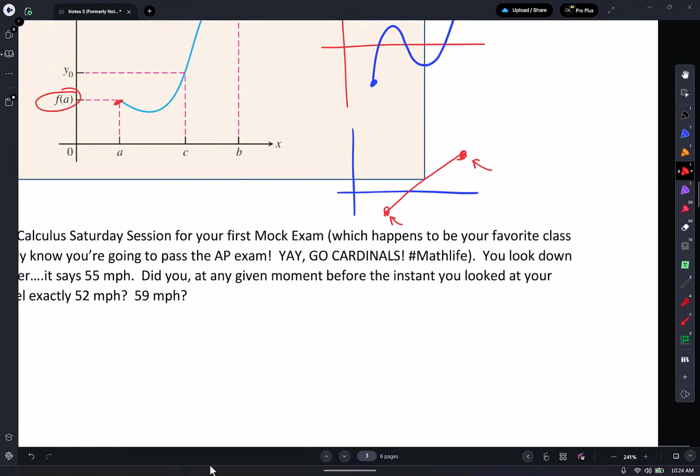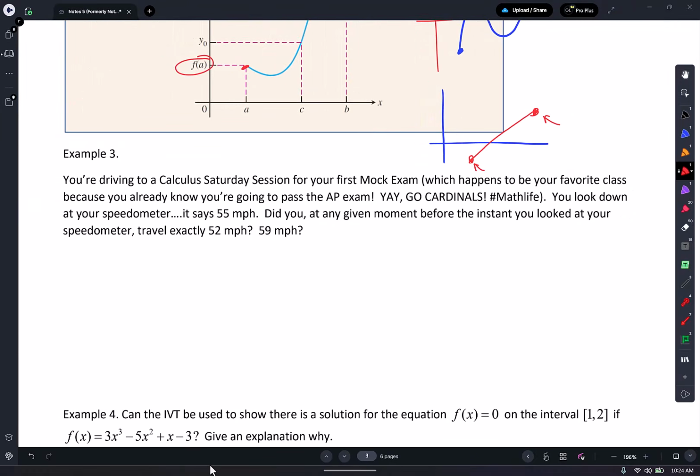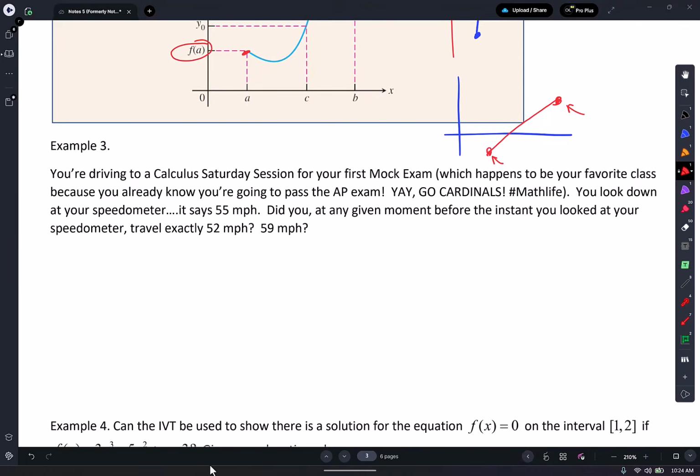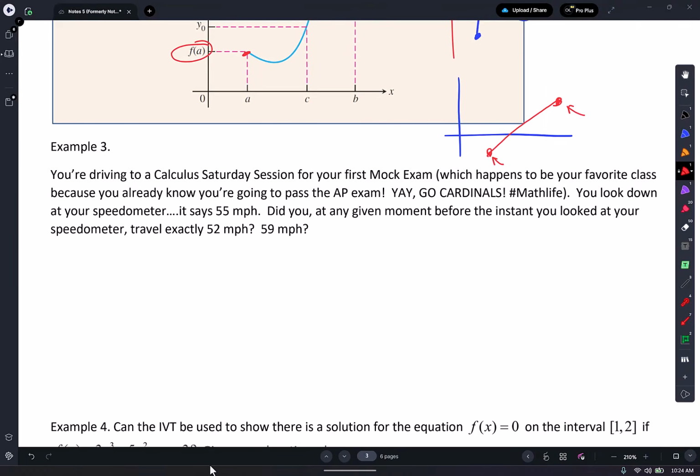Okay, look, we're going to give you another one right here. Gonzalez, do you want to read example 3 for us, please? You're driving to a calculus Saturday session for your first month exam, which happens to be your favorite class. You look down at your speedometer. It says 55 miles per hour. Did you at any given moment before the instant you looked at your speedometer travel exactly 52 miles per hour, 59 miles per hour?